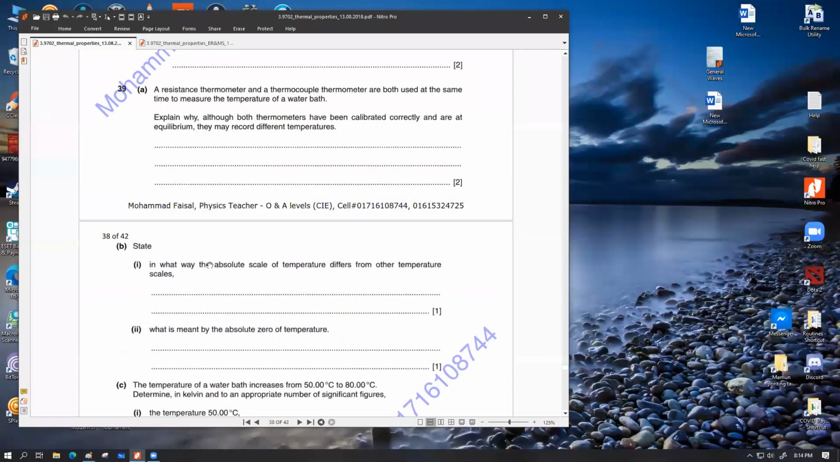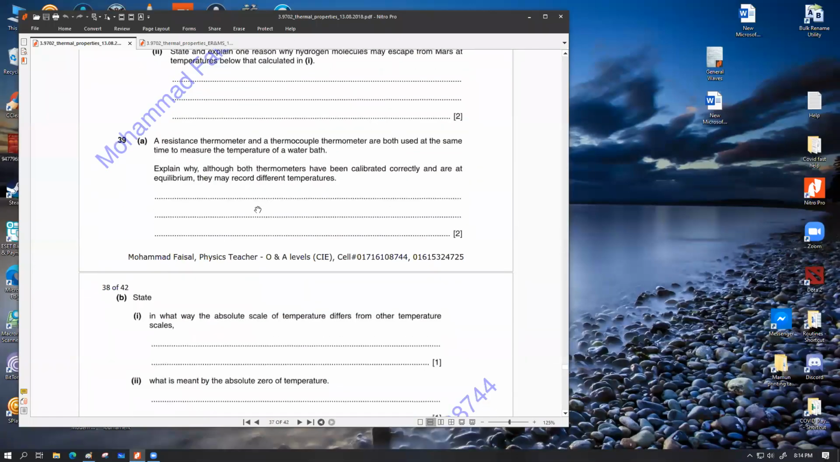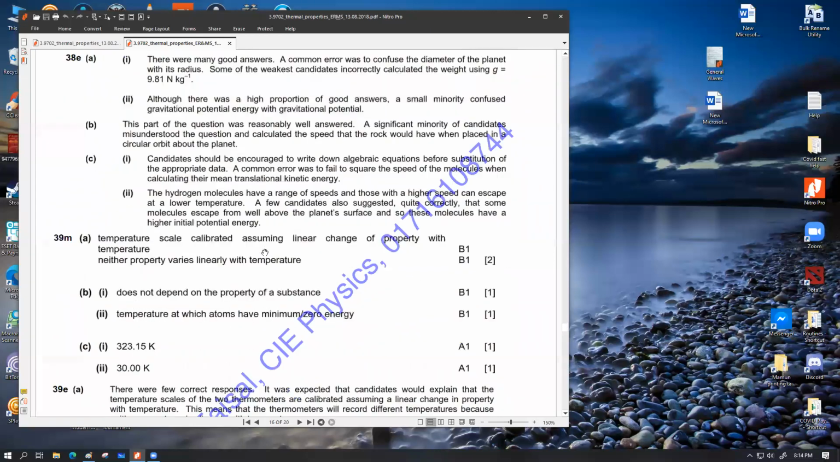মার্সিম কি বলছে এটা? কত নম্বর? 39 এর, এক মিনিট দাঁড়াও, দেখে বলতেছি। Temperature calibrate assuming linear change of property with temperature. Neither property varies linearly. তারা অলরেডি বলে দিয়েছে যে ক্যালিব্রেশন লিনিয়ারলি চেঞ্জ দিয়ে করছে। Why did I bother to tell you this much information? Okay, this one makes very perfect sense.